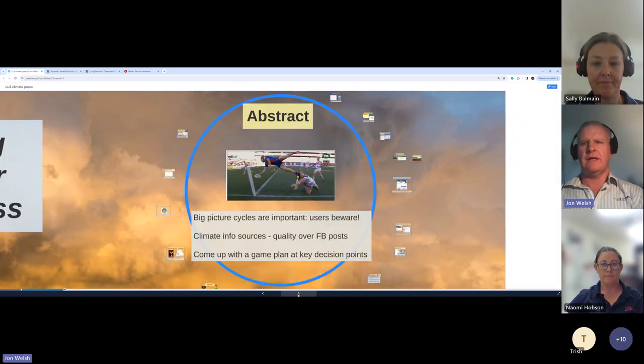So hopefully when we leave today, there'll be a few key things that will come out of that. One of those is a way to assess the myriad of information available on the internet, and to house and bookmark climate information sources. Have a look at the big picture cycles, the annual cycles and even the smaller seasonal cycles as well. And just come up with a game plan when we need to make key decisions, whether that be selling stock, buying fodder, planting crops, etc. At those decision points, come up with some sort of a framework to work our way through the different information sources.